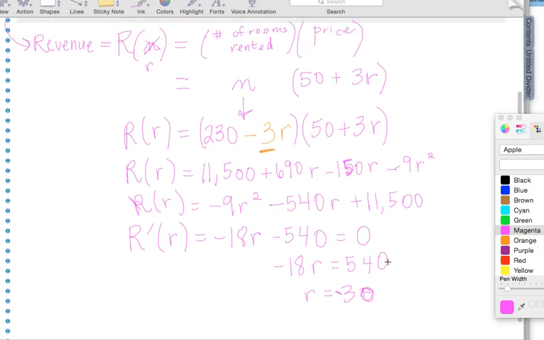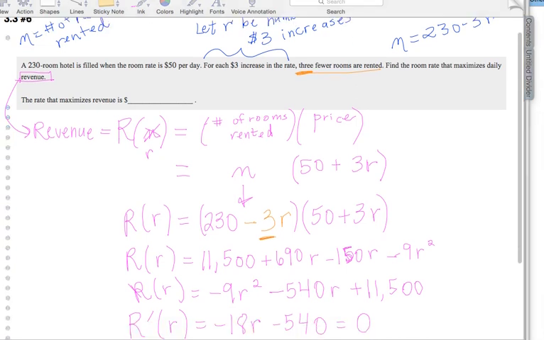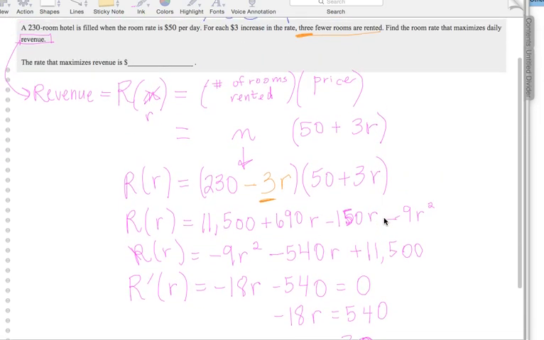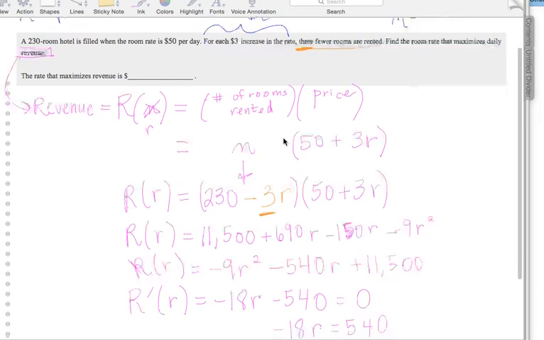So if lowercase r is negative 30, and r is the number of $3 increases in price, this is suggesting that we should have 30 decreases in price. Now that really doesn't make sense to have 30 decreases in pricing, as the price started at $50 a day, and if we decrease it by $3 30 times, then we'd be charging negative $40 a room.